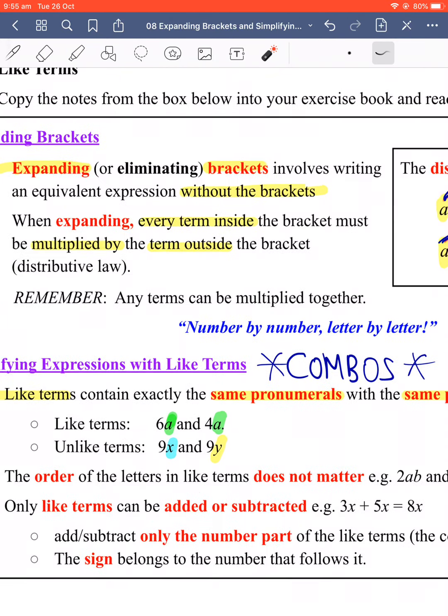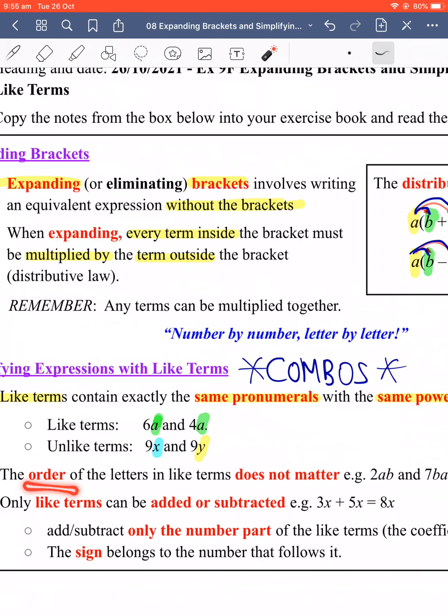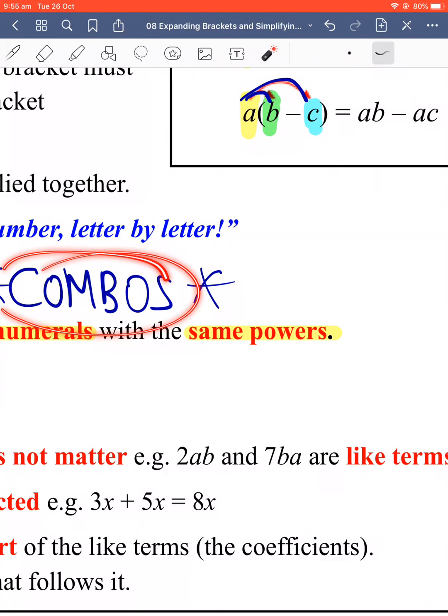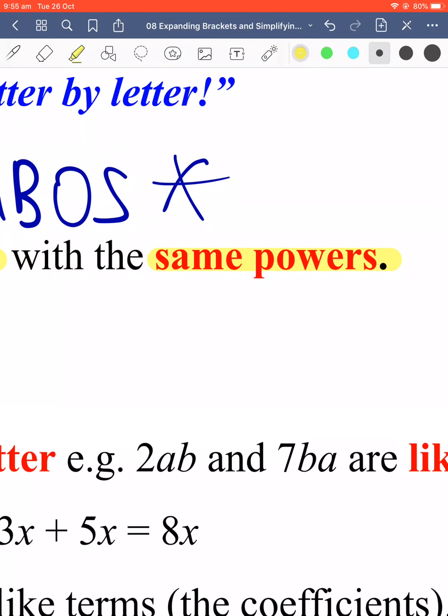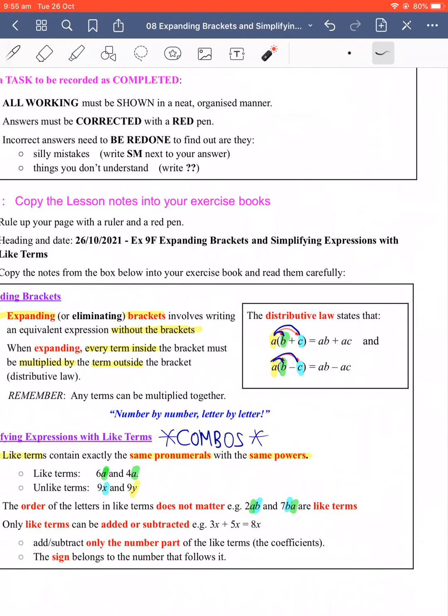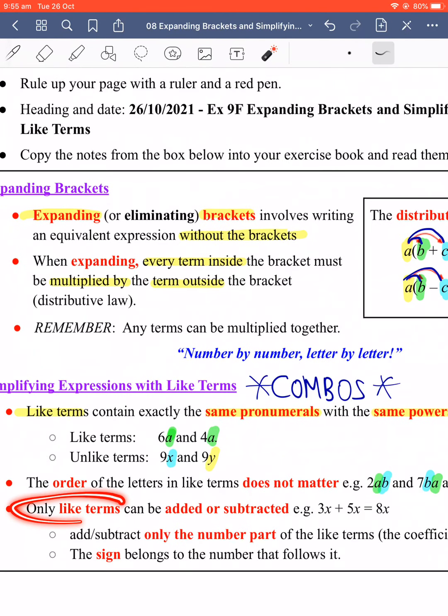Again, just a reminder, the order of the letters doesn't matter, as long as I have the same combination. A good way to remember this: I'm going to highlight my A's as green and my B's as blue. I can see here that I still have a combo of green and blue or blue and green. It's the same, so these are still like terms as well. And only like terms can actually be added or subtracted.